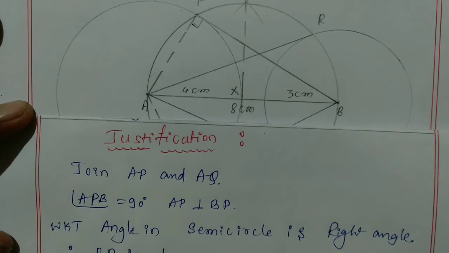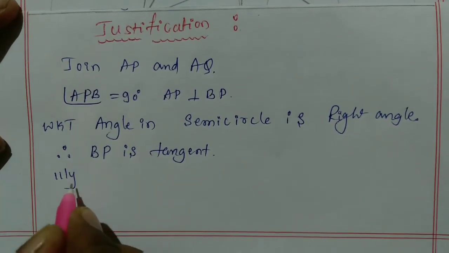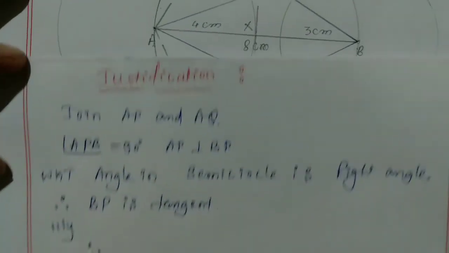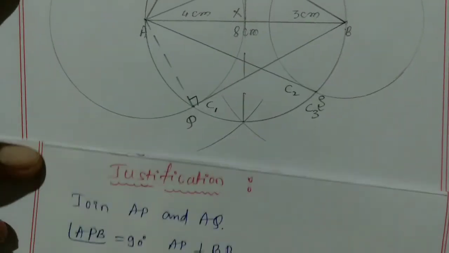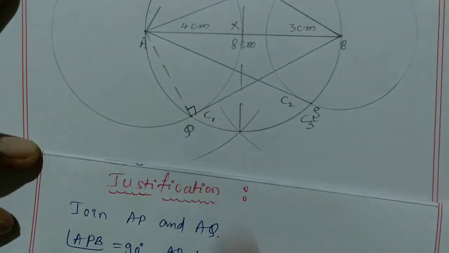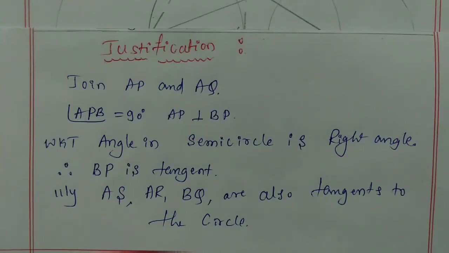Similarly, AS, AR, BQ are also tangents to the circle.